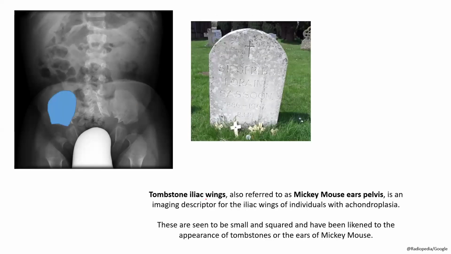Next case, what is happening here? This is a radiograph of a pediatric patient showing the pelvis and the lower lumbar spine. And what we are seeing here is tombstone iliac wings or Mickey Mouse ear pelvis, which is an imaging descriptor of iliac wings in patients with achondroplasia. In these patients, the iliac wings are small and squared, so they look like tombstones or ears of Mickey Mouse. So this is tombstone iliac wings in achondroplasia.